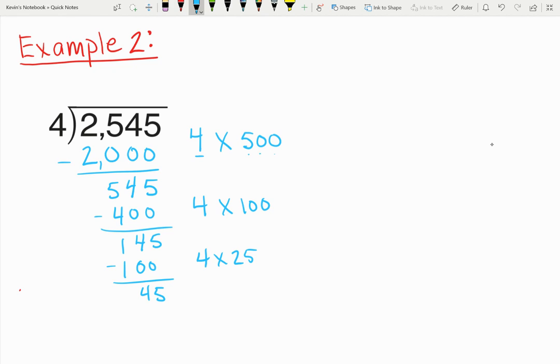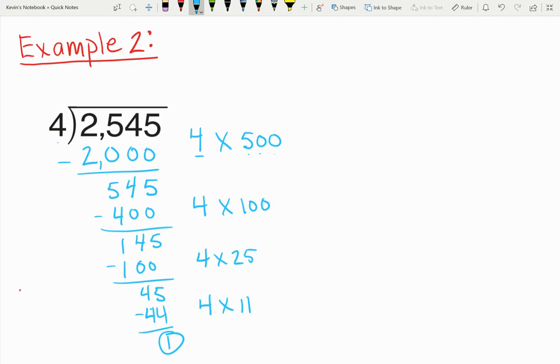We're still going because when your remainder is larger than your divisor, in this case 45 is larger than 4, we're going to keep on going. So I'm going to do 4 times something. My initial thought was I could do 4 times 10 is 40, but I also know 4 times 11 is 44. So I'm just going to go ahead and do 4 times 11, 44, subtract, remainder 1.